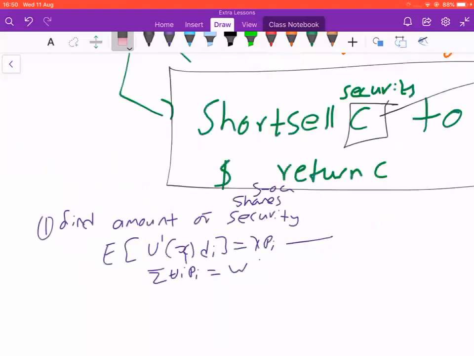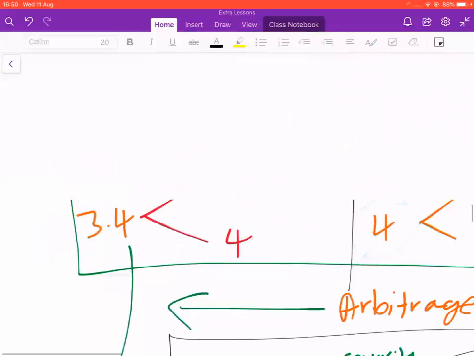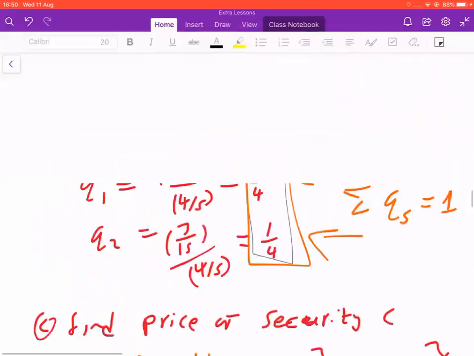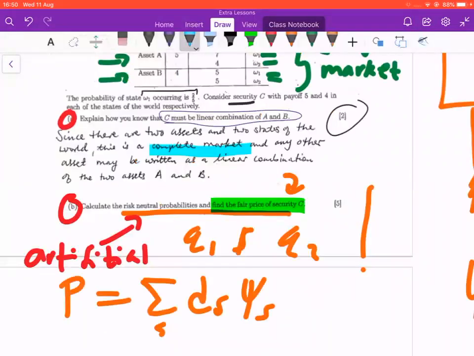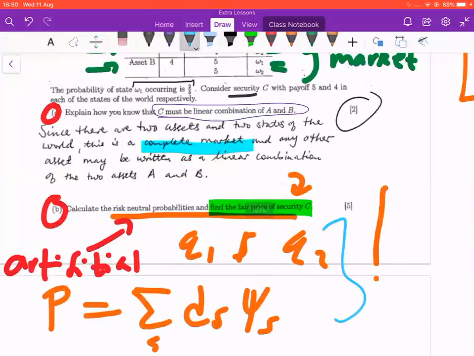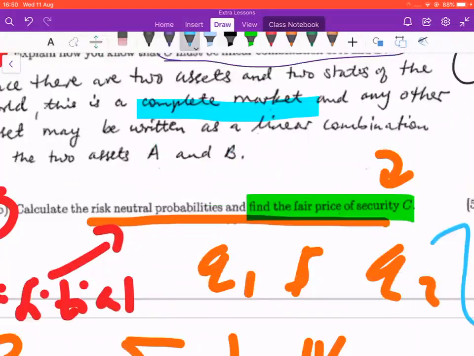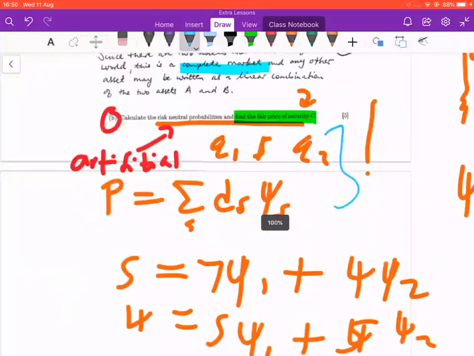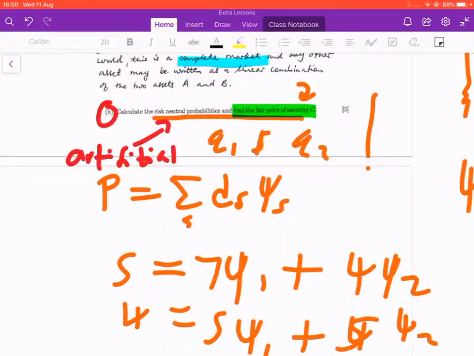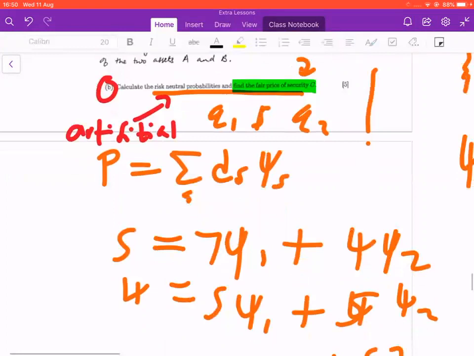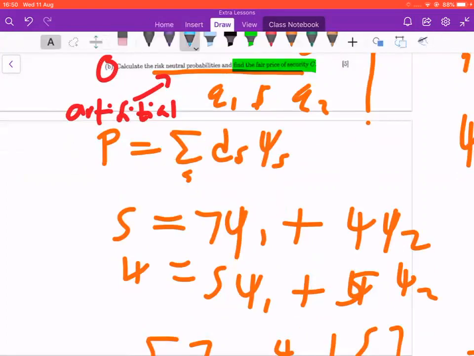Yes, when it comes to that kind of question, you will have to use this method. I used the same method when I was finding the fair price. As I zoom in, you can see that it says calculate the risk neutral probability and the fair price of security C. So I used that method. I understand now that they are both valid and when to use which one. Okay, thank you.